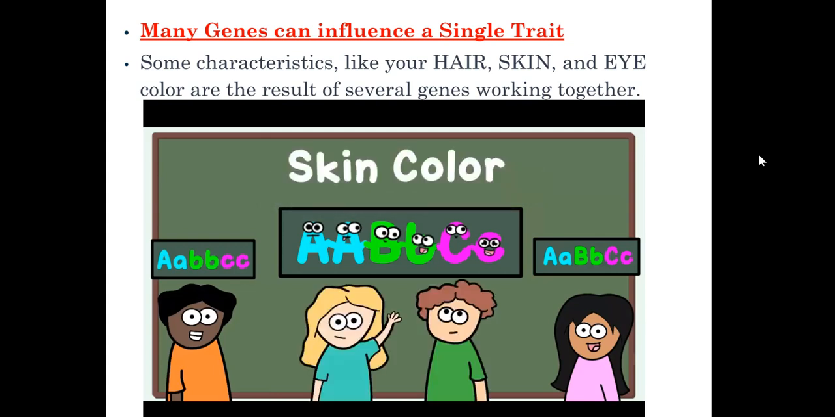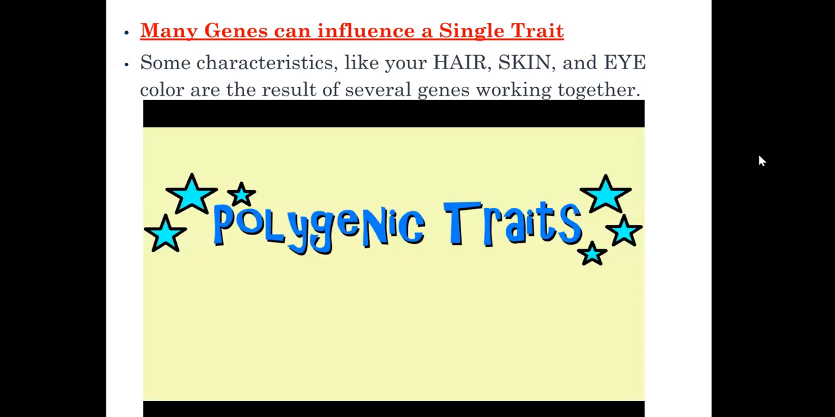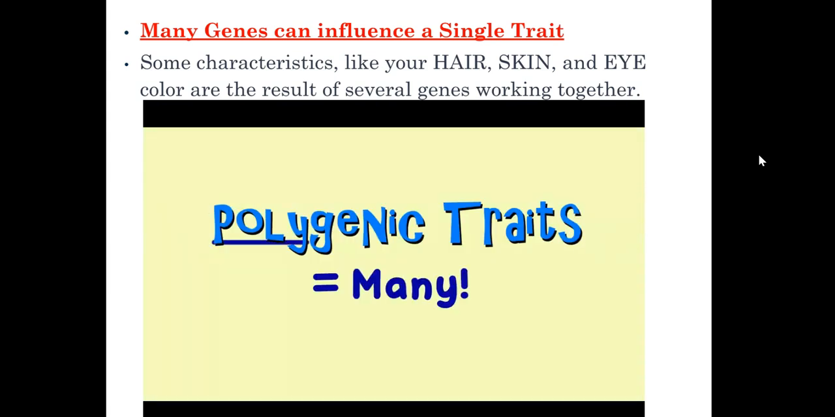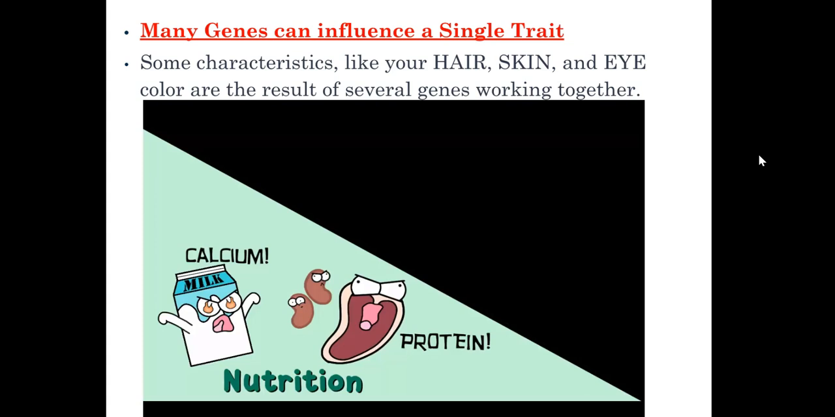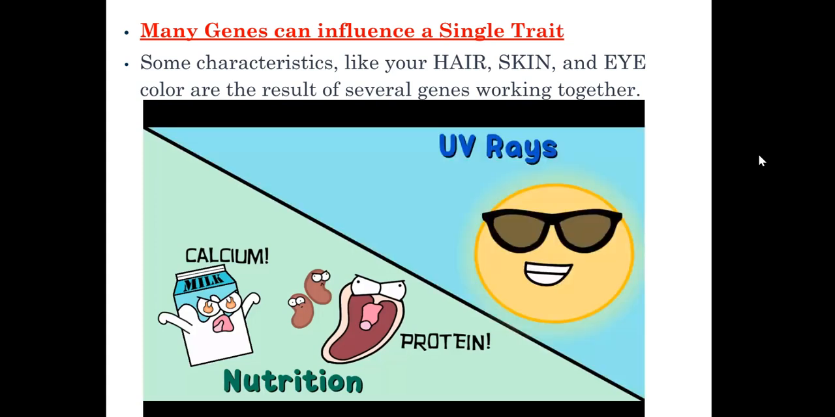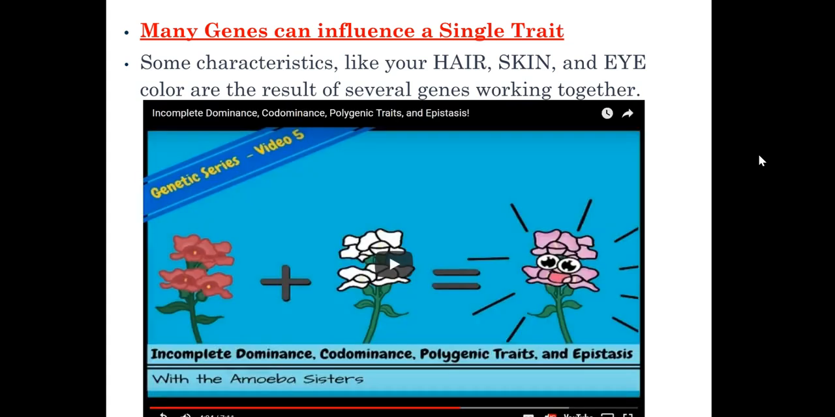Your skin color is also determined by many genes, just like your height. These are called polygenic traits. Poly means many, so many genes coding for one trait is what polygenic means. By the way, both height and skin color can be influenced by environmental factors as well. Nutrition, growing up, can affect your height, just as spending a lot of time in the sun can affect your skin color. However, this doesn't change the genetics for this trait.